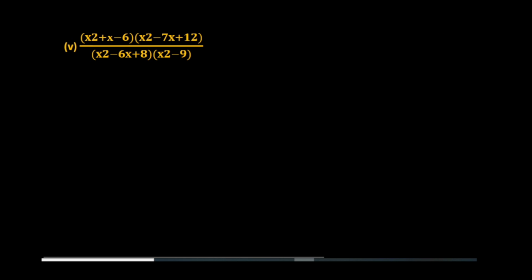Fifth question. Here, in the numerator p of x itself, two polynomials, q of x itself, two polynomials. Let's see the first polynomial, x squared plus x minus 6. In this, the product is minus 6, the sum is plus 1. So minus 3 plus 2. These are the two integers. Product will give this and sum will give, that is plus 3 minus 2.